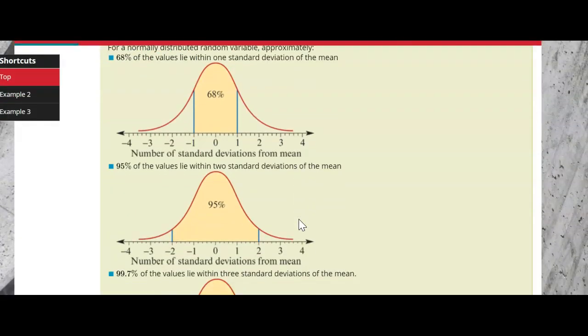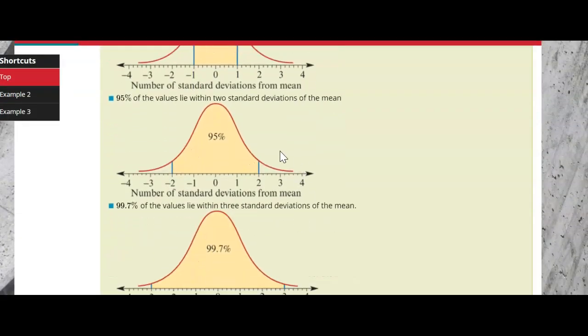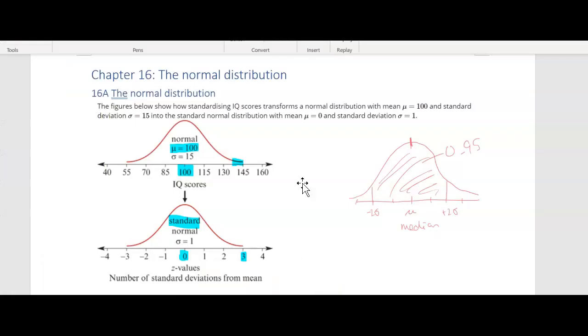If we were looking at 2 standard deviations, and we've already done this, 95% of people would be between 2 standard deviations below and 2 standard deviations above. And that's 95% of the population. So the majority of the population would be within 2 standard deviations. If I go back to my curve here, 95% of the population would be between 70 and 130.